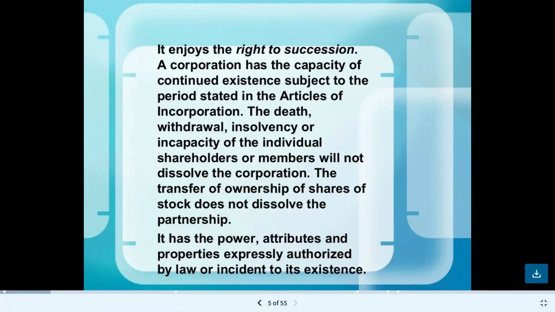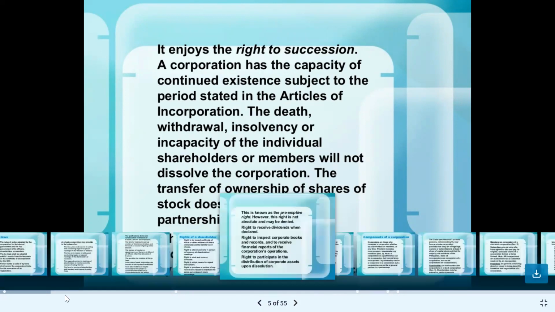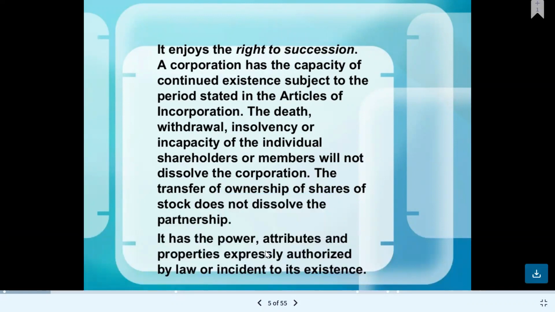Again, we are still on the attributes of a corporation. It enjoys the right to succession. A corporation has the capacity of continued existence subject to the period stated in the articles of incorporation. The death, withdrawal, insolvency, or incapacity of the individual shareholders will not dissolve the corporation, unlike partnership, where this is one of the reasons for dissolution. And the transfer of ownership of shares of stock does not dissolve the corporation. It has the powers, attributes, and properties expressly authorized by law or incident to its existence.